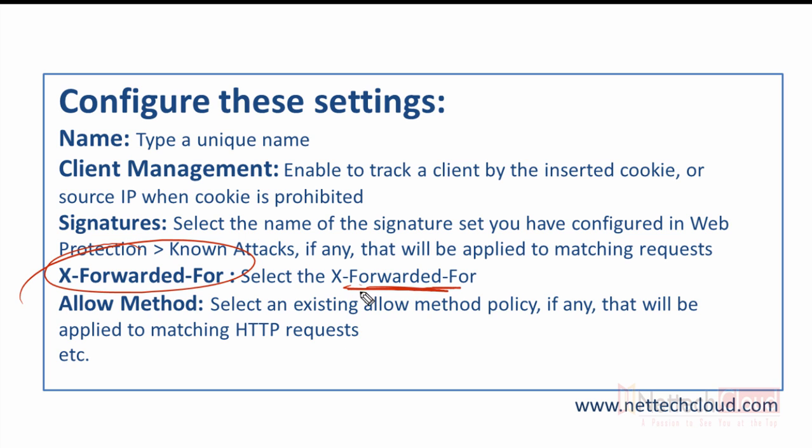Select X-Forwarded-For, and then the allow method, as I said, is the HTTP allow method. In FortiWeb, there is no restriction on the HTTP method by default, whereas in F5 WAF, by default, only POST, GET and HEAD, these three methods, are allowed, and other methods are not allowed by default, right? Okay, so I'm going to show you practically how we can create a protection profile.